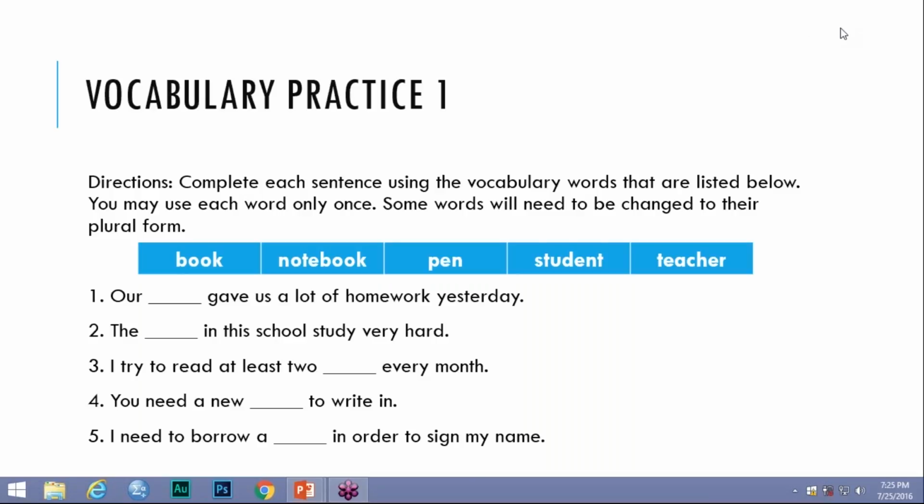Directions. Complete each sentence using the vocabulary words that are listed below. You may use each word only one time. Some words, you have to make them plural in order for it to make sense. Okay, guys? So go ahead, see if you can get the answers. And what I want everybody to do is, don't give me the answer yet. You have to wait till the minute is up. Not a problem though. It's the first time.